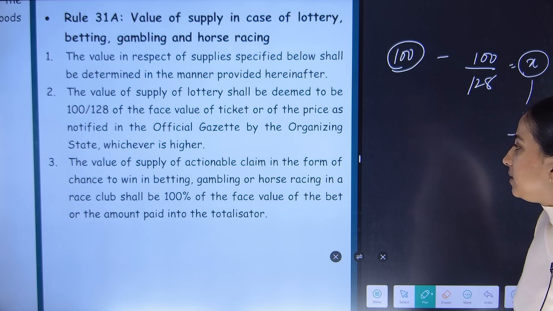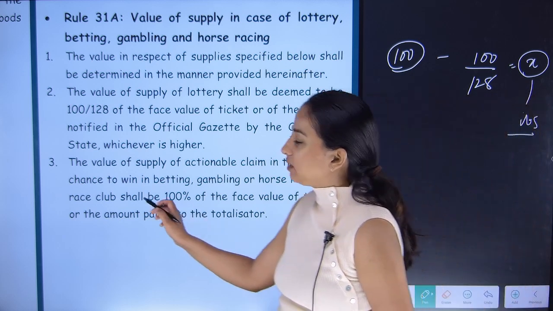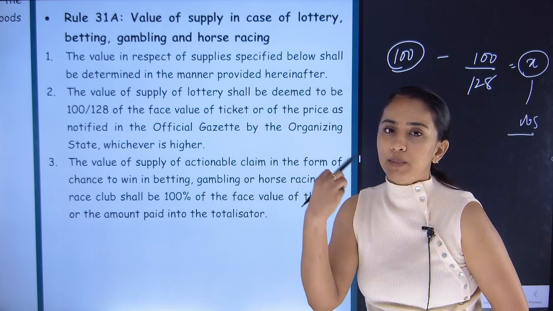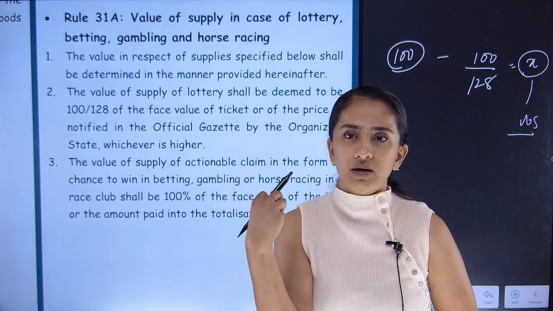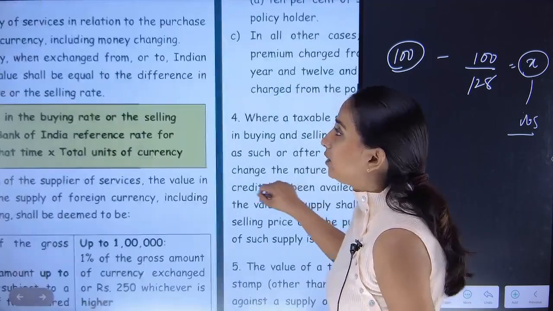Now, value of supply of actionable claim in the form of chance to win in betting, gambling, or horse racing in a race club. Can you see? If at all it involves any race club, then it will be 100% of the face value. Whatever bet amount you put, let's say you put a bet amount of 1 lakh. So that full 1 lakh will be the value of supply. Whatever you pay to the totalizer.